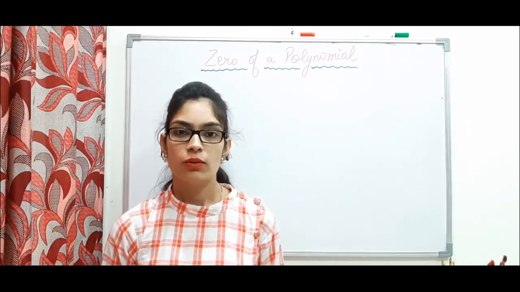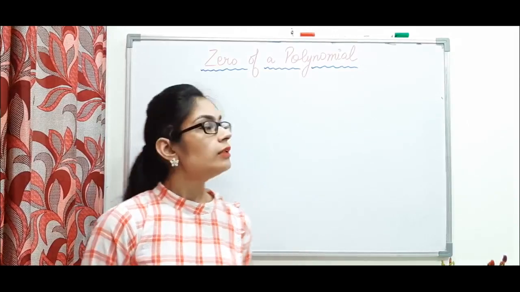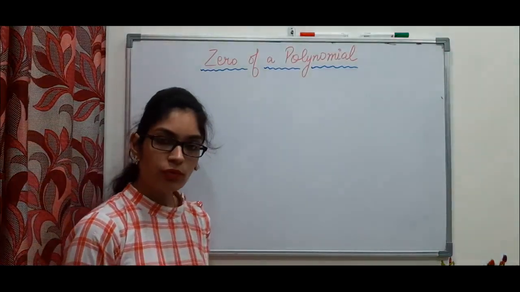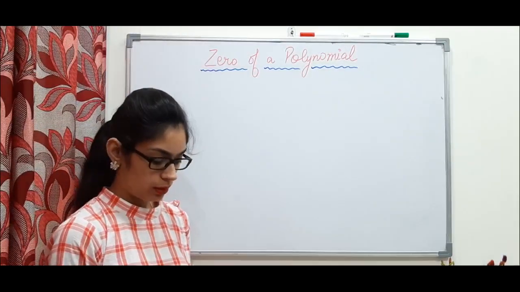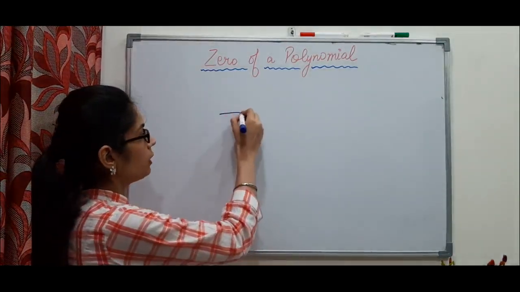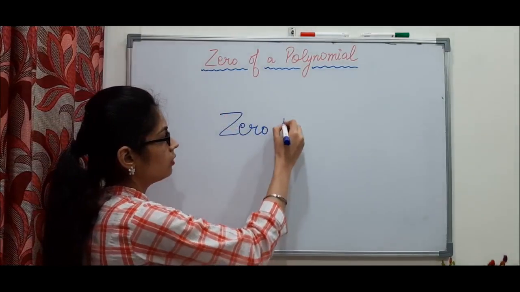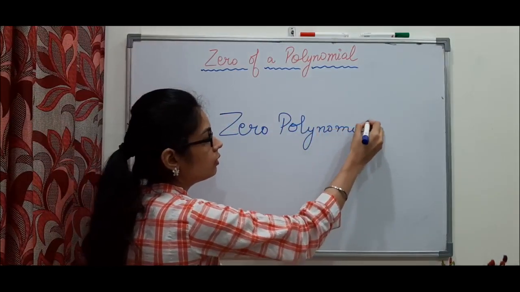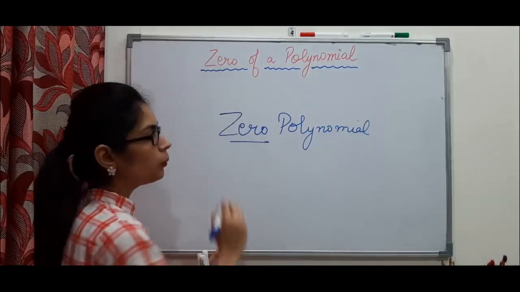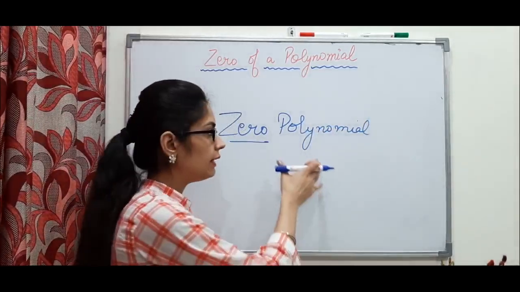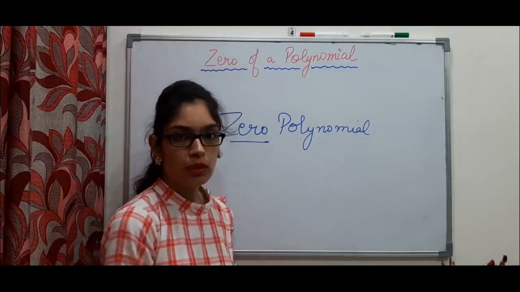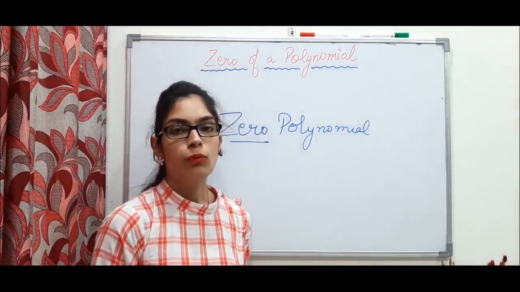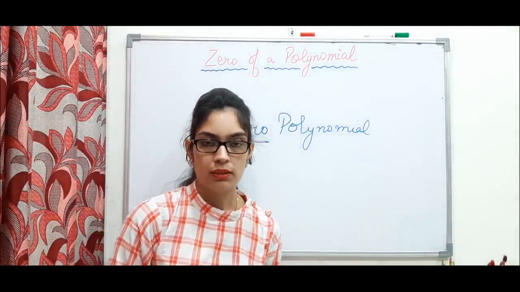In this video we are going to do zero of a polynomial, and this concept will be useful in exercise 2.2. So before understanding the concept of zero, let's understand one more term, zero polynomial. Zero polynomial is a type of polynomial. Since the word zero is coming in both of the terms, that's why I am explaining zero polynomial in this video today, and I have not explained it while we were discussing types of polynomials.